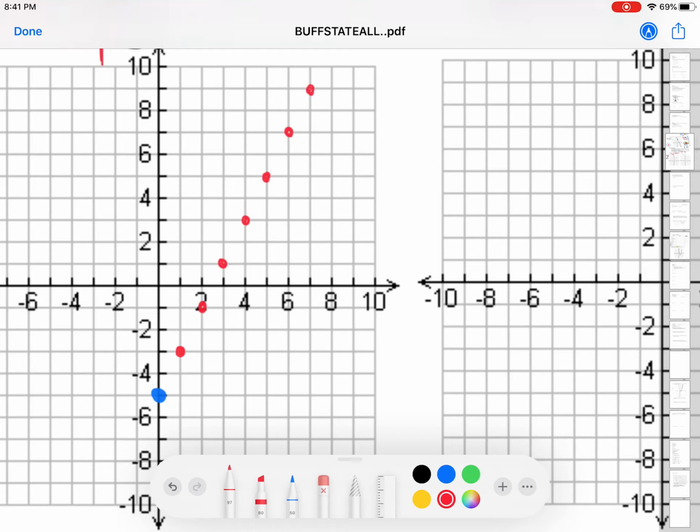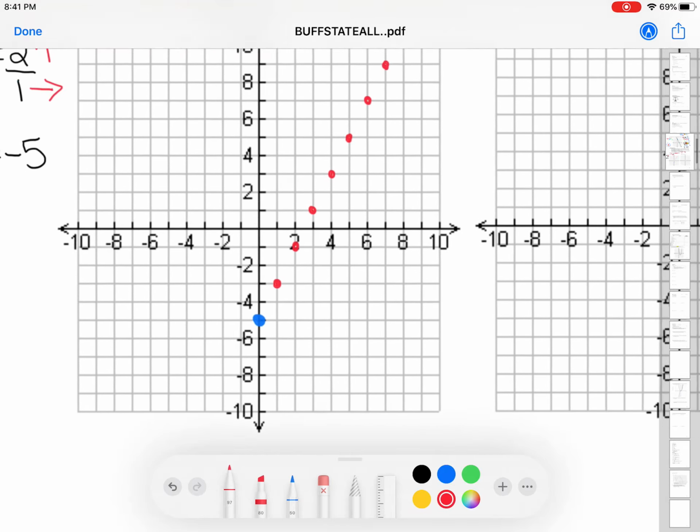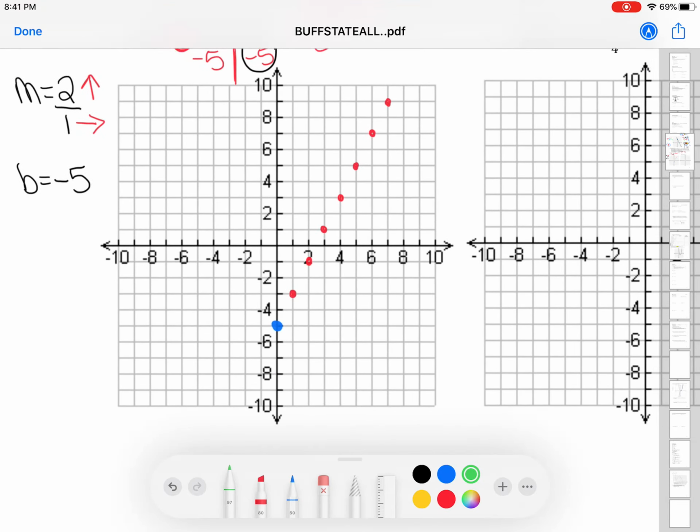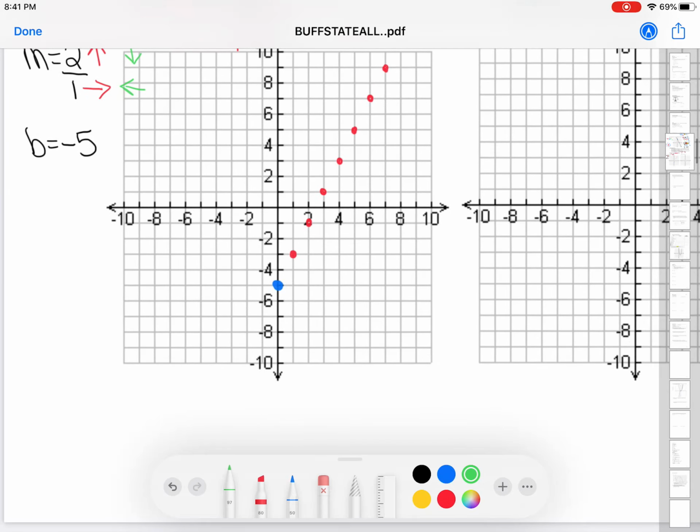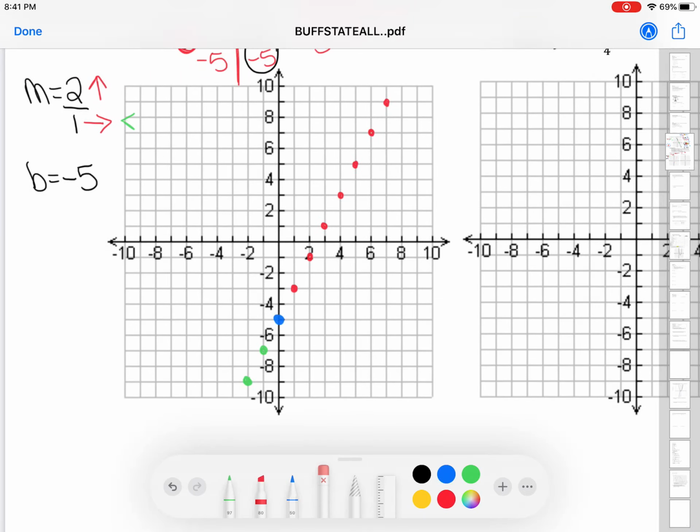Remember, don't connect your dots once you're done. We'll talk about that in just a second. Okay, when you're done going up 2 right 1, you can continue your graph by doing the complete opposite, down 2 left 1, down 2 left 1, so that you have as many points as possible. I promise next week you will be happy you're getting in this habit.